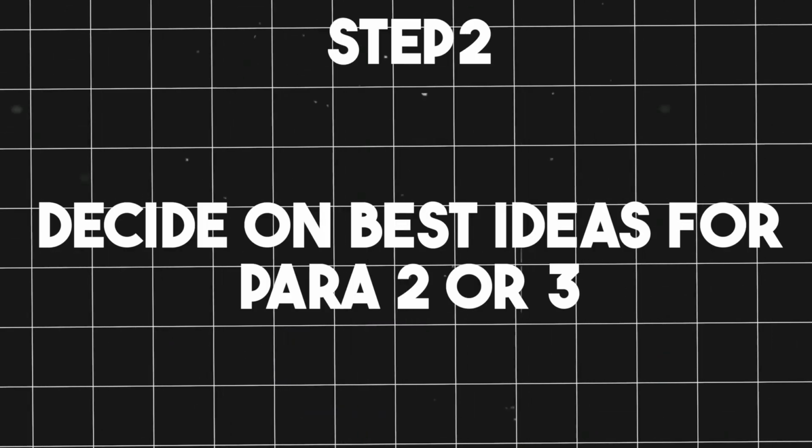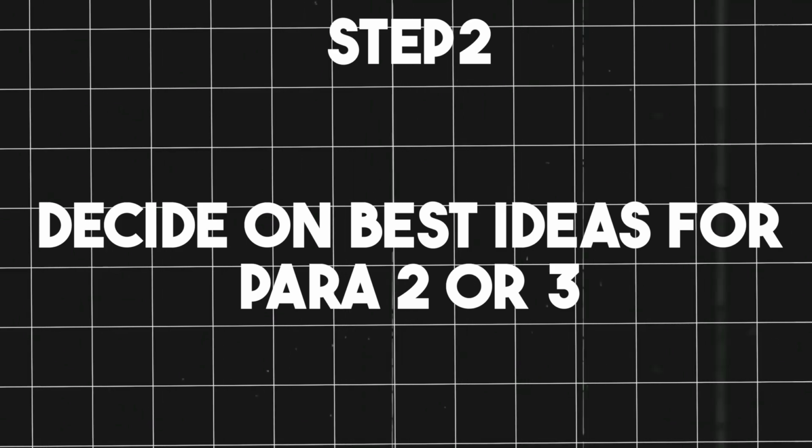The second step is to decide on the best ideas for para 2 and para 3. This is where you brainstorm the ideas, and you get a lot of ideas, and then you decide the best ones and choose them for para 2, and the best ones for para 3. Step 3 is about execution. Whatever we decided in step 2, in step 3 we're going to just implement them. So now let's understand how to write a perfect essay. Let's start with step 1.